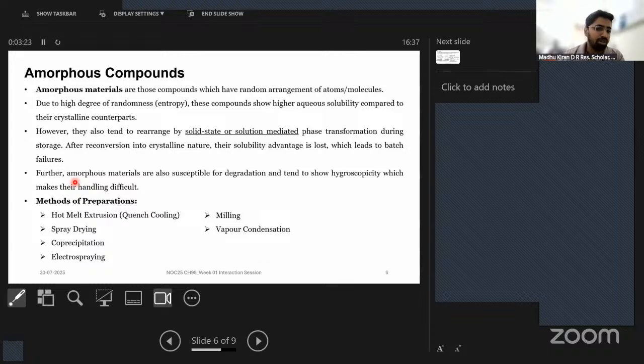They can be prepared by various methods, and they are prepared from crystalline materials itself. We can quench cool after melting, or use the hot melt extrusion process, spray drying, or the co-precipitation method. Novel ones are the electrospraying method. Milling can also be used to induce amorphization in compounds. There's also vapor condensation, which is not widely followed, but these were the primitive methods that were developed earlier. Most widely followed are hot melt extrusion, spray drying, precipitation, and milling process.